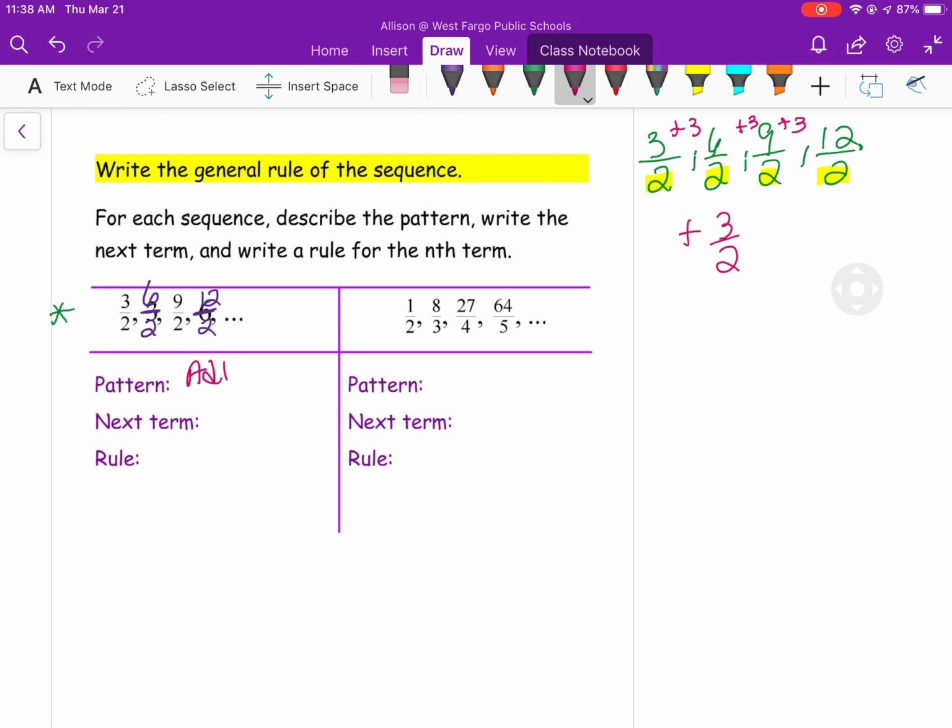So adding 3 on the top over 2 on the bottom. So then my next one, 12 plus 3 would be 15. So 12 halves plus 3 halves would be 15 halves.